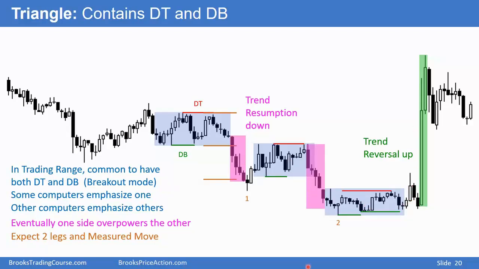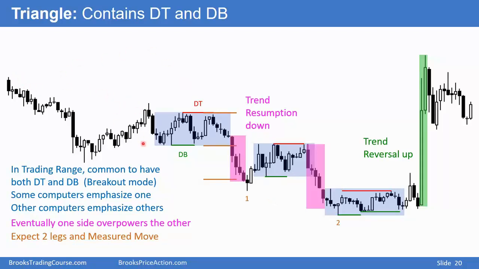Again, when a pullback grows to 20 or more bars, I start referring to it as a trading range. And when I do that, I'm doing it because I think the probability is no longer in favor of trend resumption down. Initially, this is a bear flag, a pullback in a bear trend.